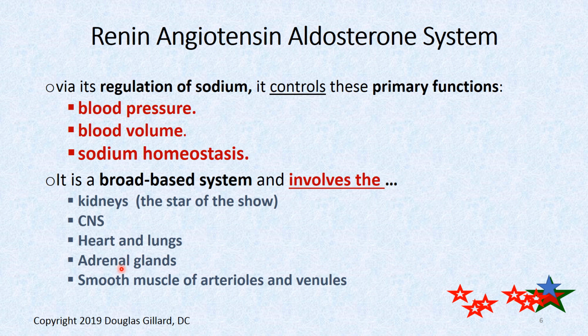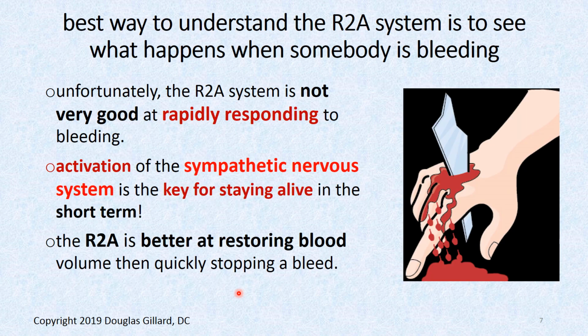All right, so adrenal glands, it hits the adrenal glands as well, right? ACTH hits them. Smooth muscle, it can flat out contract the arterioles, not as quickly as sympathetics can, but it can contract those arterioles and venules.